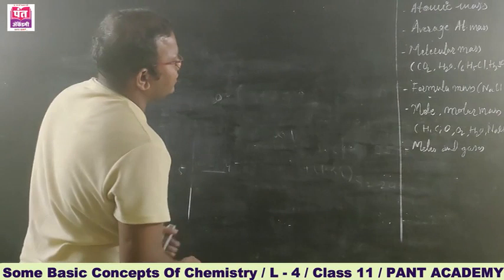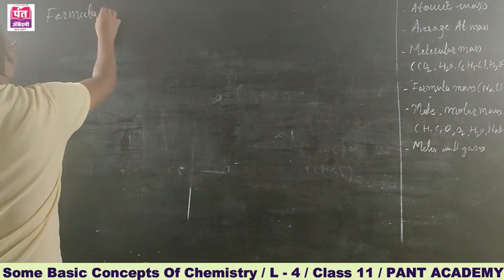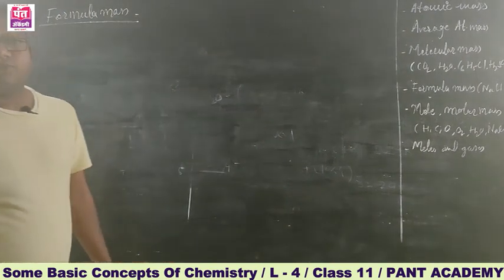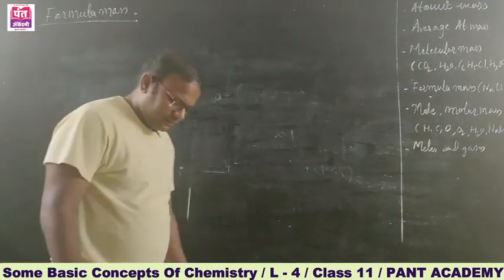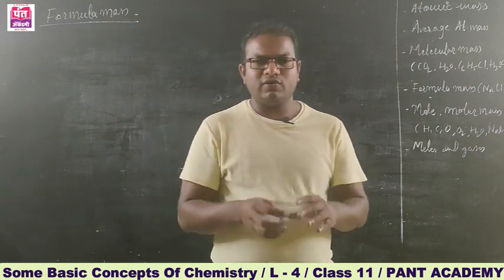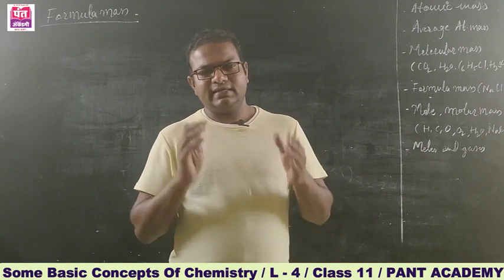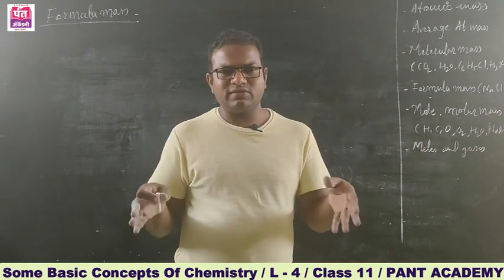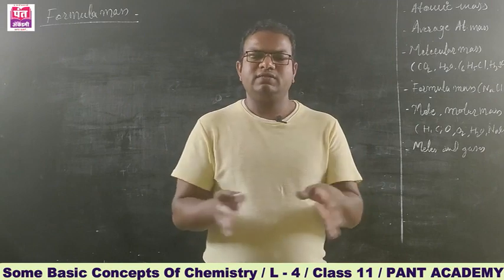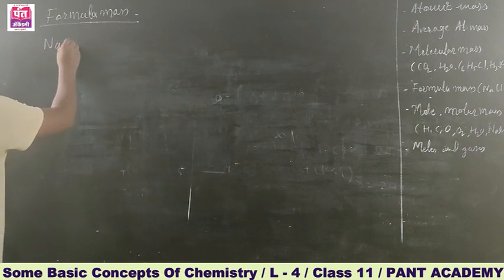Now after molecular mass, formula mass. What is formula mass? Formula mass is nothing but the mass of a molecule of a particular formula, or we can say it is the sum of all the atoms present in a particular formula of a molecule. That is called formula mass. For example, NaCl. See what happens in NaCl.